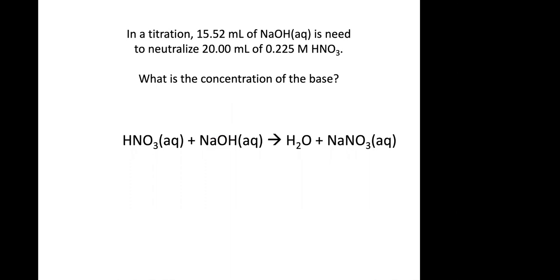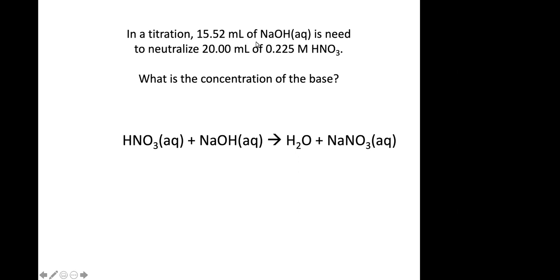So this one's set up here as a scenario. In a titration, 15.52 mL of sodium hydroxide is needed to neutralize 20 mL of 0.225 molar nitric acid. What is the concentration of the base? So this is an acid-base reaction. Sodium hydroxide is the base. Nitric acid, HNO3, that's the acid.